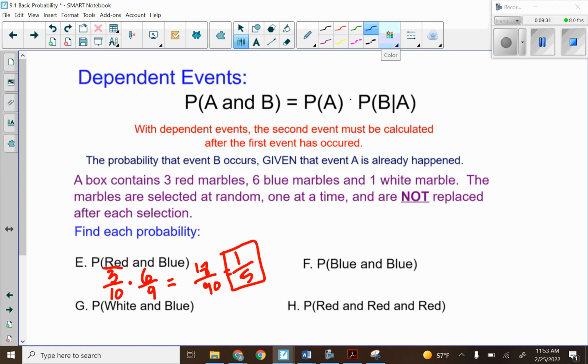So now I'm looking at the probability of picking a blue marble and picking a blue marble the second time. So the first time I pick a blue marble, there's 6 out of 10. But the second time, I only have 9 marbles left, and because I already have a blue marble, I only have 5 blue marbles. So 6 times 5 is 30 over 90, which equals 1/3.